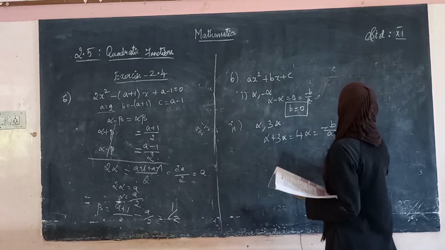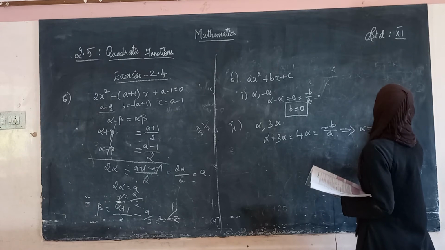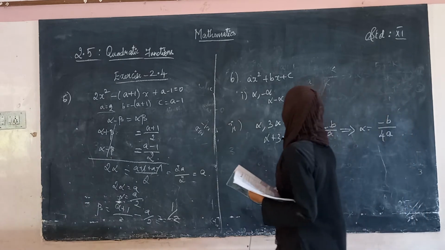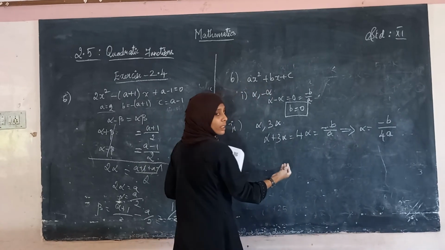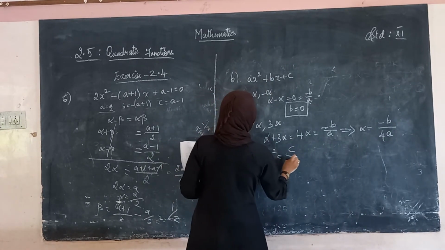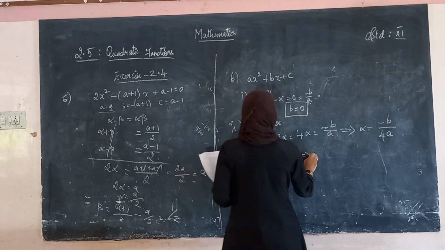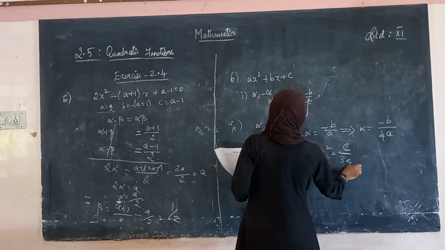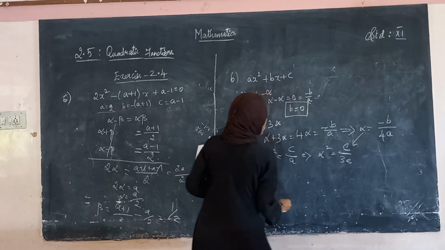So, from this we can take alpha is equal to minus b divided by 4a. Again, the product of the roots, 3 alpha into alpha, which is 3 alpha square, is equal to c divided by a. From this, alpha square is equal to c divided by 3a. Now, substitute the value of alpha here, what happens?